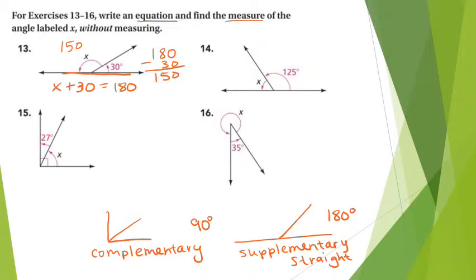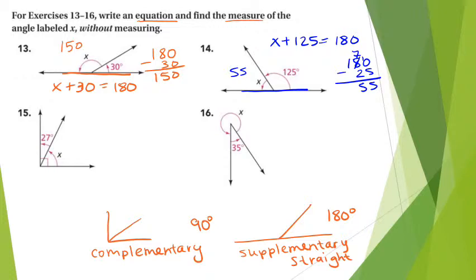On 14, I can see that I also have two angles that make a straight line. And so again, I can think about a simple equation here would be x plus 125 equals 180. So I'm looking for that missing piece to add to 125 to make 180. And again, if I get stuck, I can just do 180 minus 125. And I will then have 55 degrees. And so again, this angle is going to be 55 degrees. 55 plus 125 would make 180 degrees.